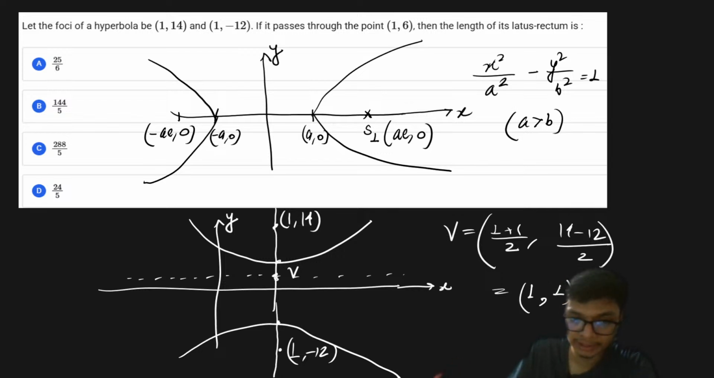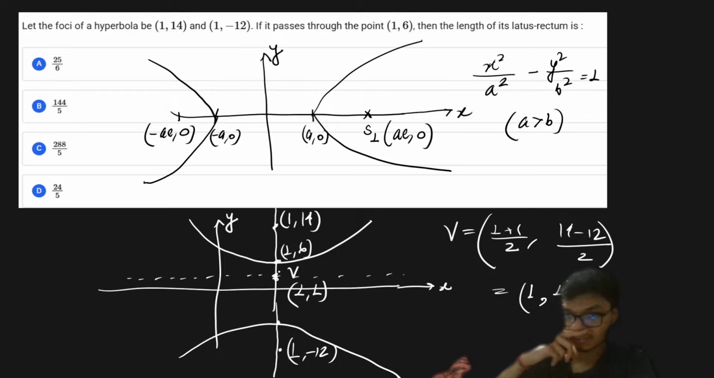So I will have the vertex of this hyperbola at 1 comma 1, right? Now if I have the vertex, our next goal: it is also said that the hyperbola passes through the point 1 comma 6. So 1 comma 6 is like this, right? It is basically one of the points where this hyperbola intersects the major axis. So therefore I basically have all this information.